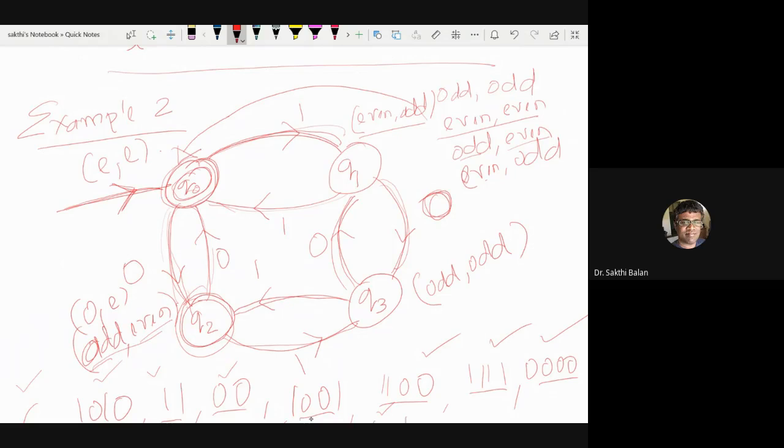And likewise, from Q2, if I am reading a 1, then the number of 1s also becomes odd, so you are going to odd-odd. And likewise, if you are in Q1 and you are reading a 0, then the number of 0s, which is even, will become odd, right? So it will become odd-odd. That's what we are doing here. Fine? Okay, sir. Got it. Thank you.